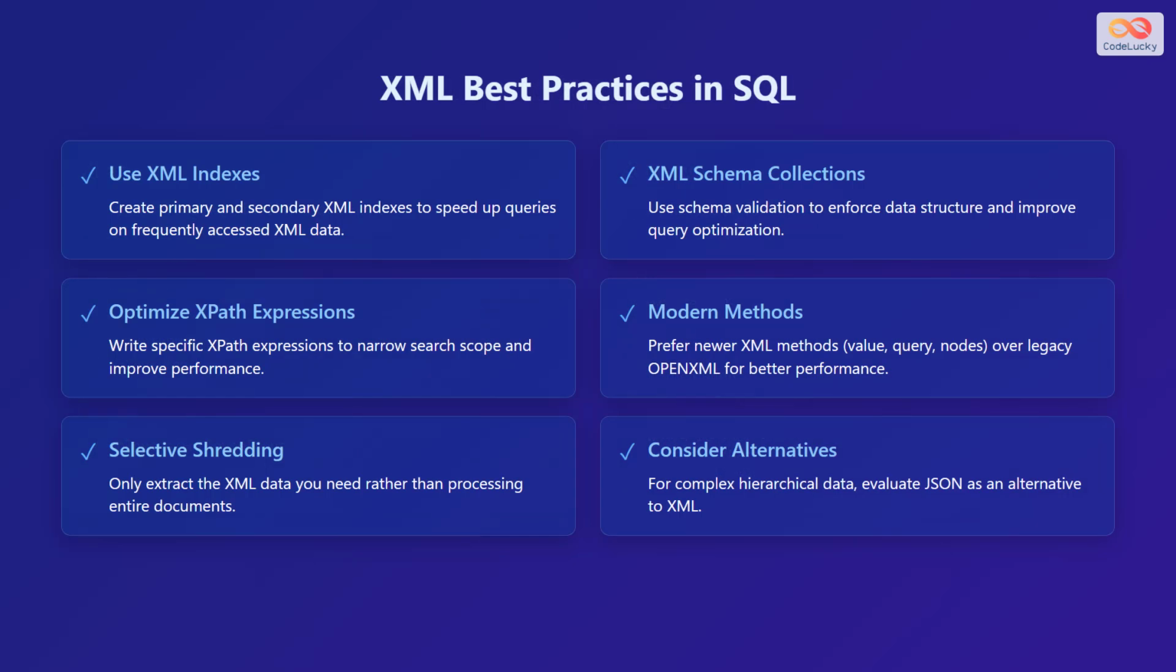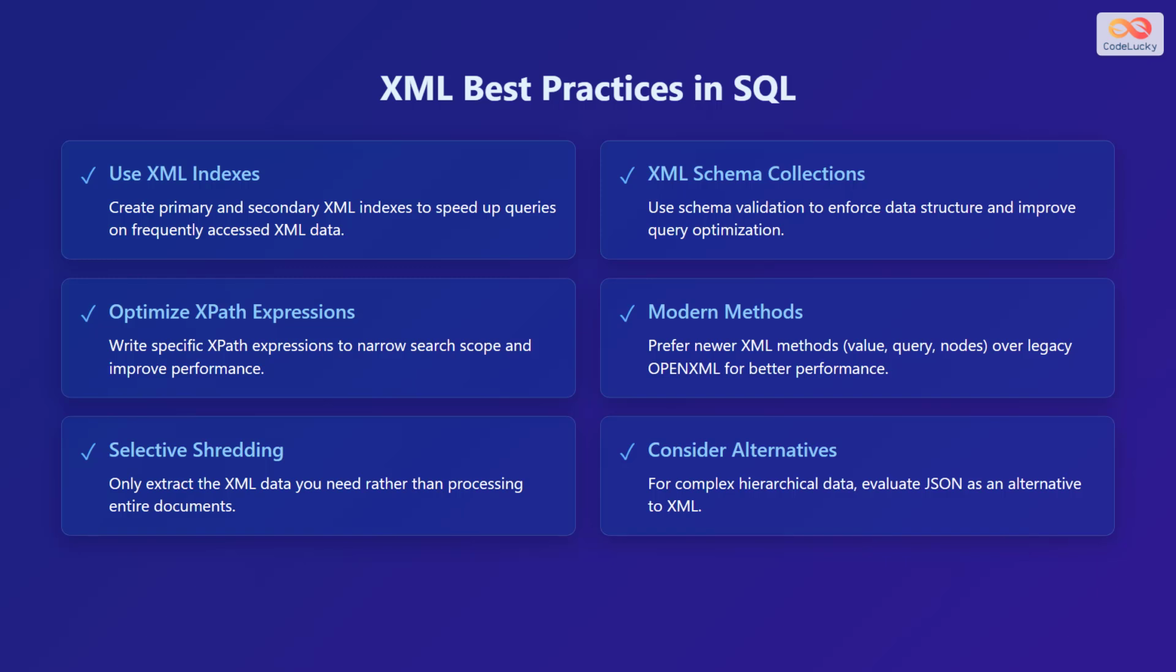Here are some best practices for working with XML in SQL. First, use XML indexes. Create primary and secondary XML indexes to speed up queries on frequently accessed XML data. Second, optimize XPath expressions. Write specific XPath expressions to narrow the search scope and improve performance. Third, selective shredding. Only extract the XML data that you need rather than processing entire documents.